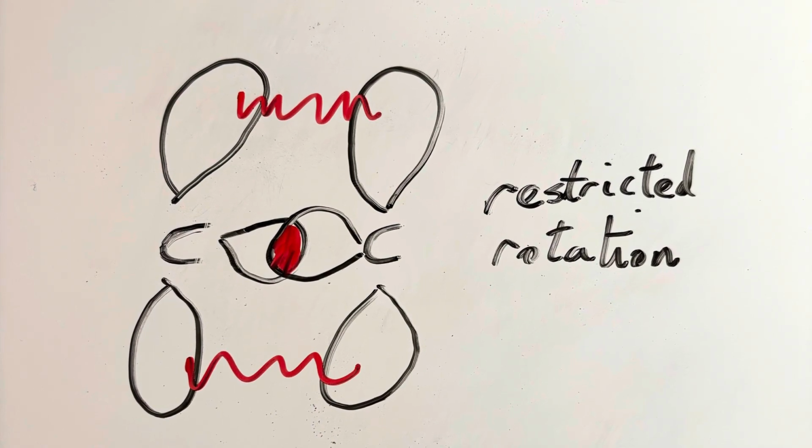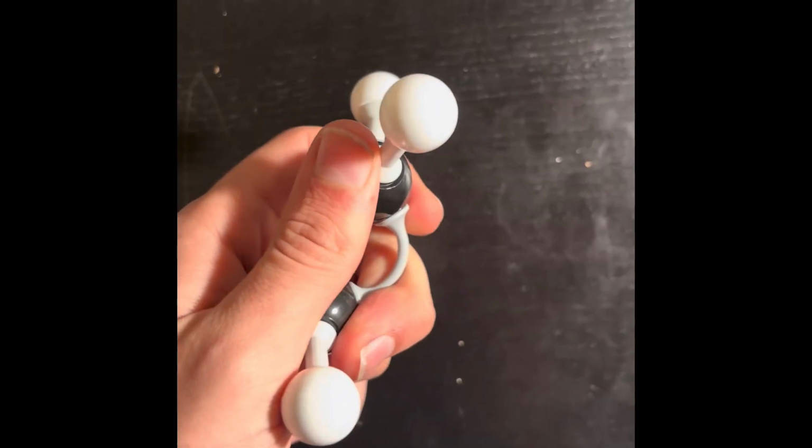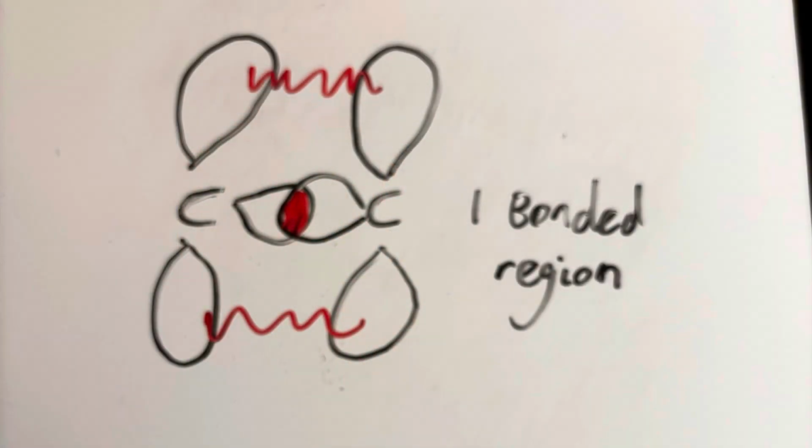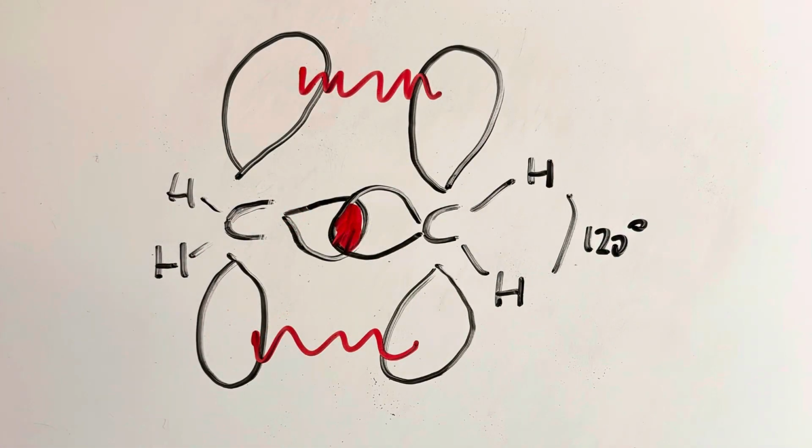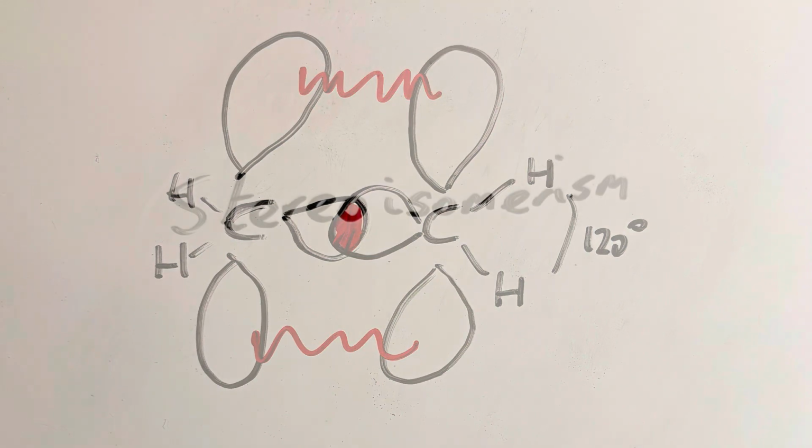And also because of the pi bonds, they have restricted rotation, as you can see here. Now, it's important to remember, even though there's 2 bonds here, it is one bonded region, i.e. it still forms trigonal molecules. Now, because of this restricted rotation, it demonstrates something called stereoisomerism.